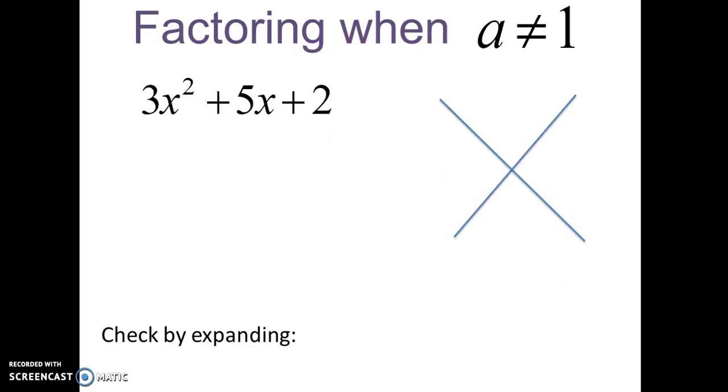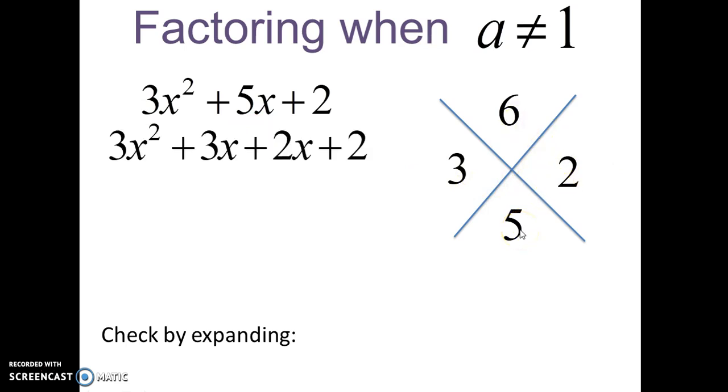So here's the first example. Well, it's the same one we just did. We're going to find the mistake we made. So again, a times c on top. 3 times 2 is 6. On the bottom, b value 5. And then two numbers that multiply to make 6. 3 times 2 makes 6. 3 plus 2 makes 5. Great. So we're going to write it out like this.